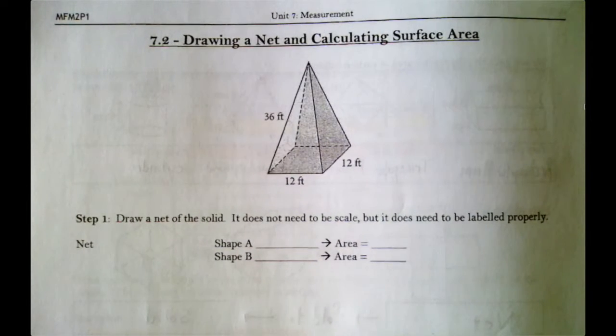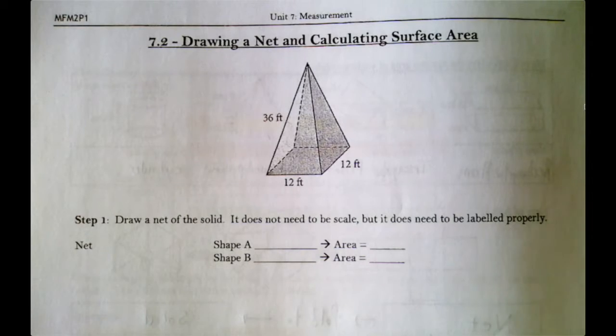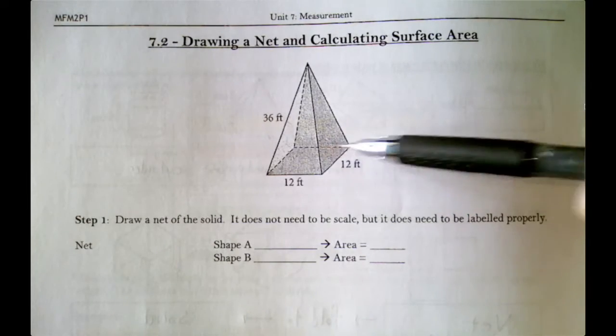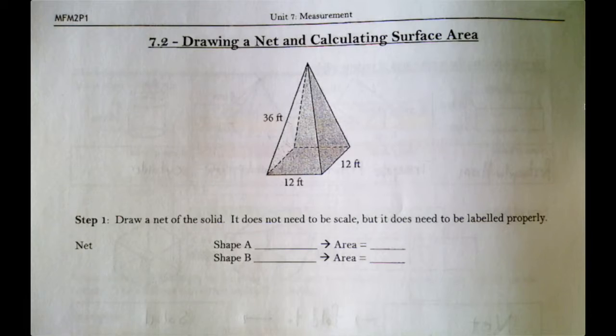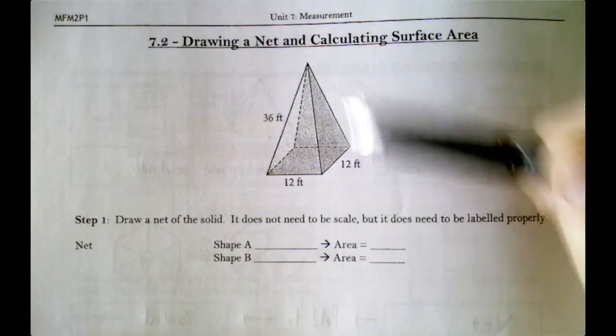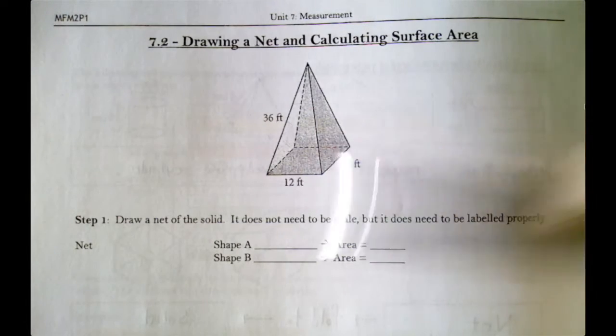Drawing a net and calculating surface area. Well, let's look at our first shape. We have a square base pyramid. So if we were to break this down into a net, what would this look like? Well, we have a square, so I'm going to draw a square.